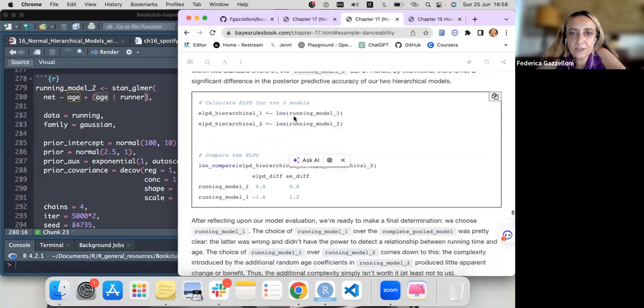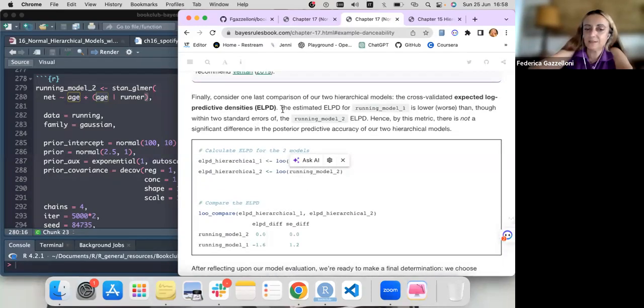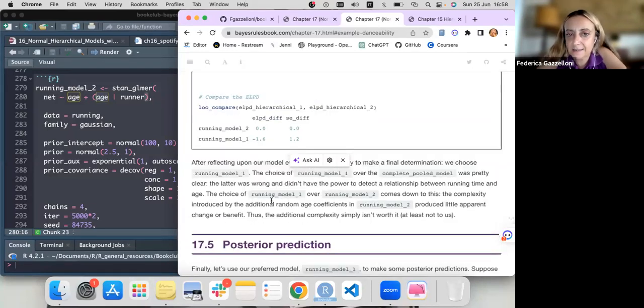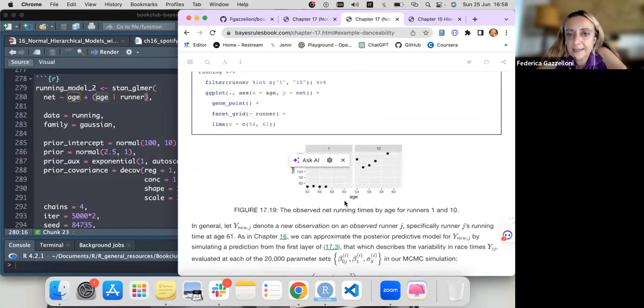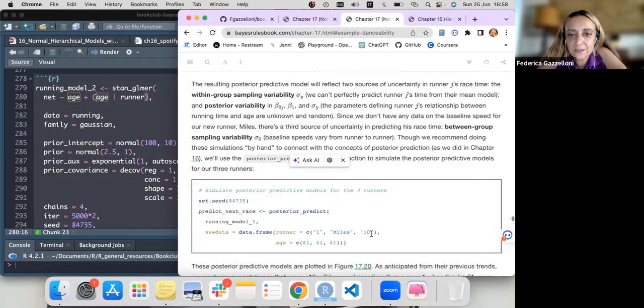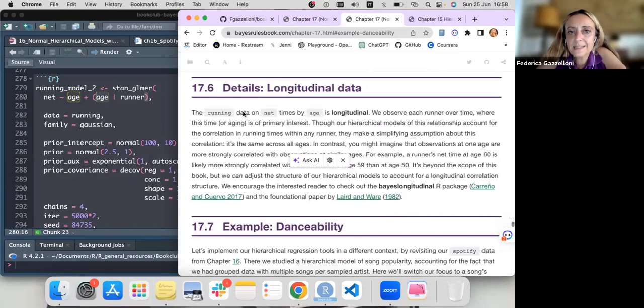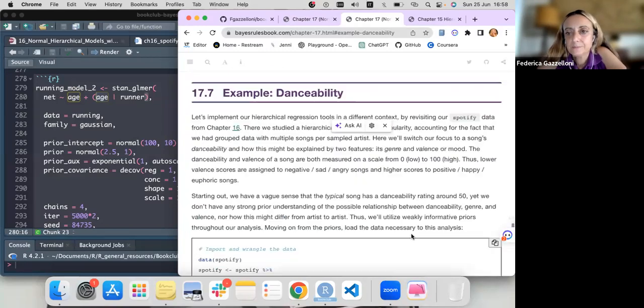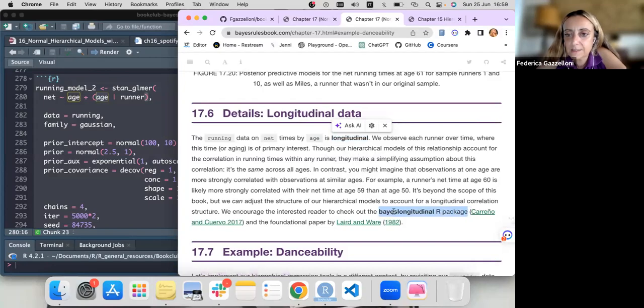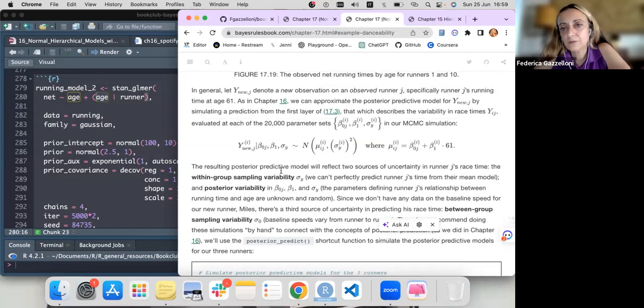Then you can do some visualization and further comparison and evaluation of the model with the LOO function, just the same as before, with consistent results. Then again they do a comparison within two runners, and you can use the functions to see what's happening. This type of data is called longitudinal data, and it might be interesting to have a look at the bayesian longitudinal R package. It might be worth spending a bit more time on the evaluation of the model, but it's an intense chapter.